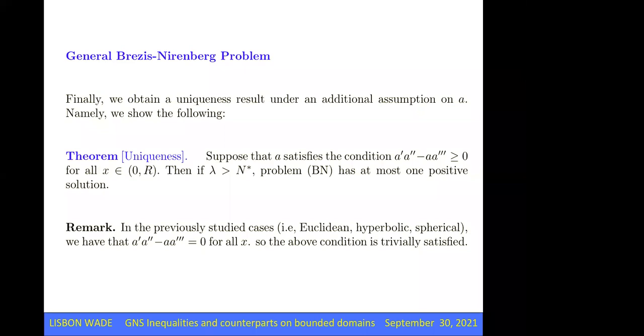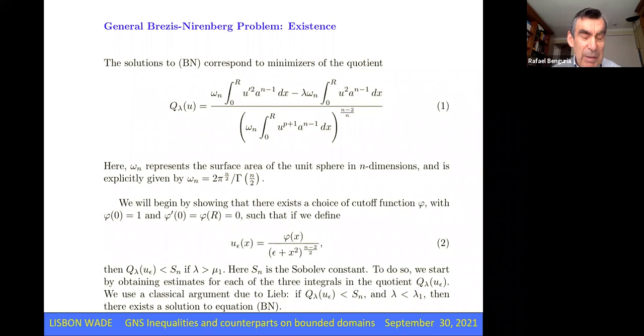And I'm going to mention only a couple of words on how you would prove that. In order to prove the existence of solutions, you can consider this quotient here, this variational principle here, and then you use concentration compactness. If you can prove that you have an estimate for this quantity here that is below the Sobolev constant for the problem, using concentration compactness or the Brezis-Lieb lemma, then you can prove existence of a solution.